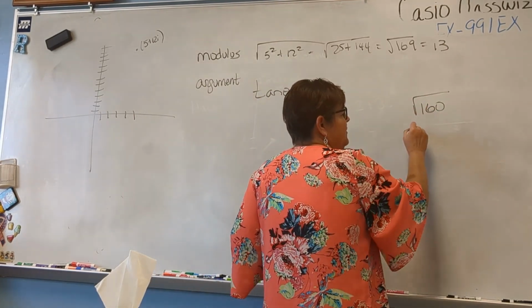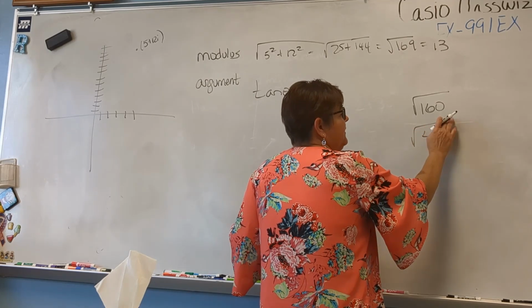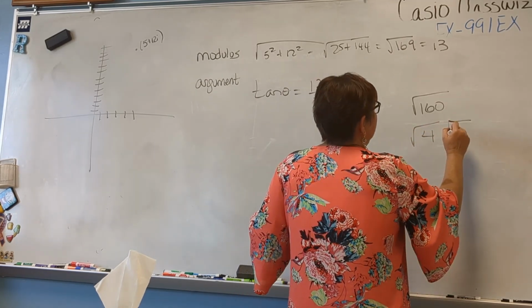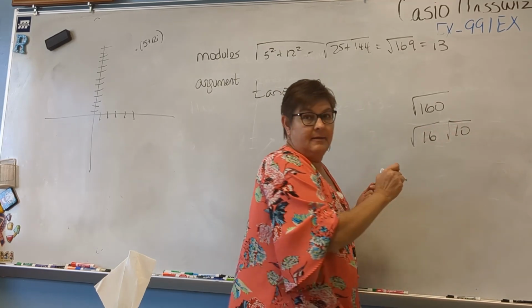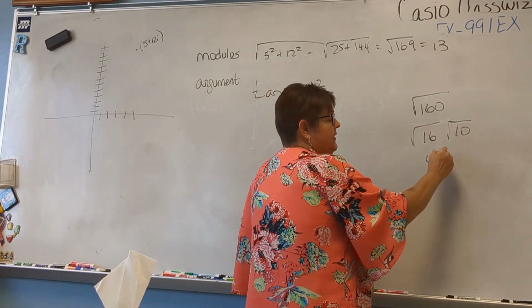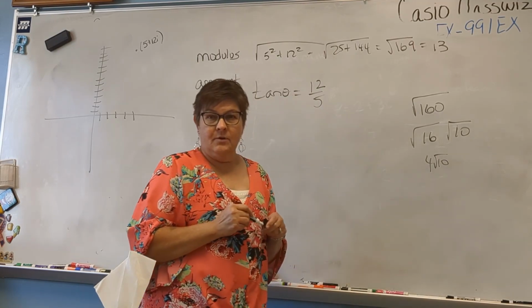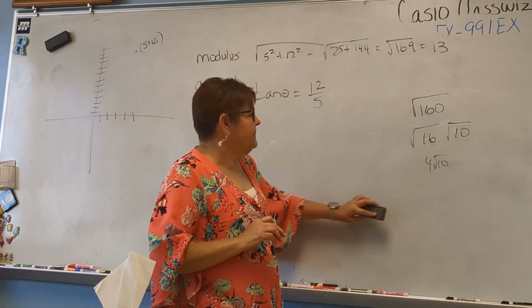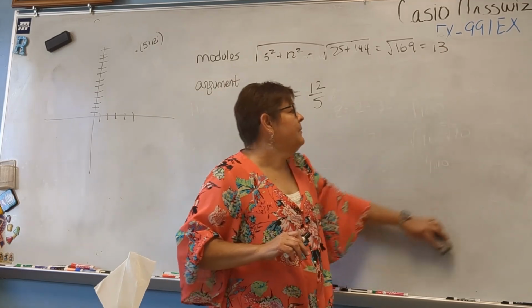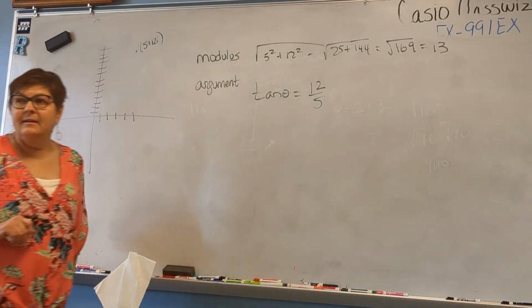you could break it down into the square root of 4 times what? Actually, 16 times 10. And so you could make this 4 square root of 10. You could break it down that way. It's not wrong if you don't. Okay. All right, how do we do on the argument of that?